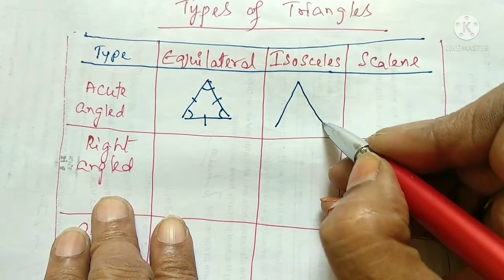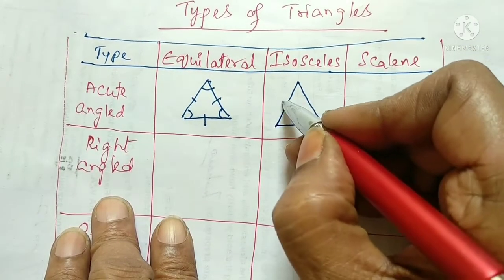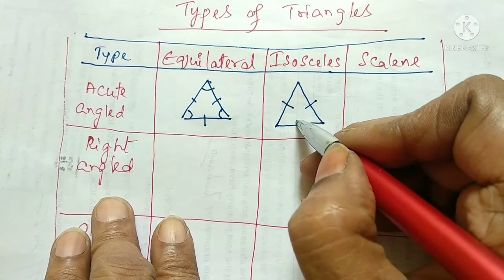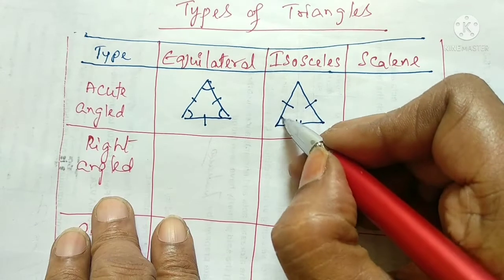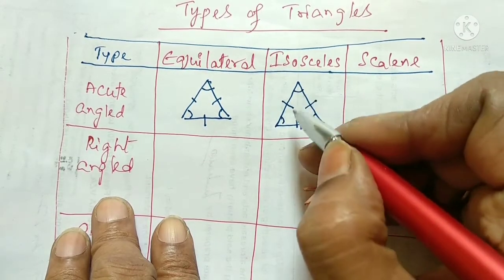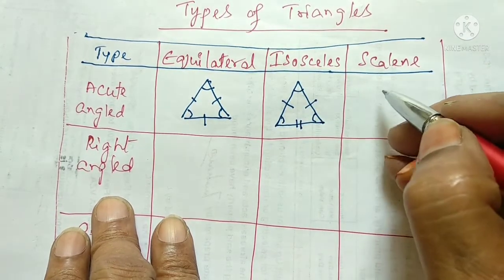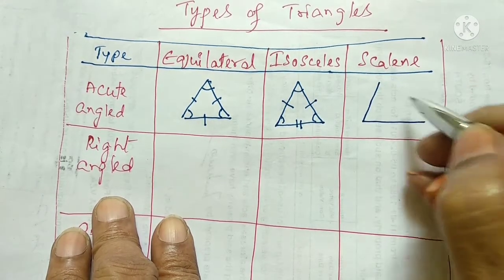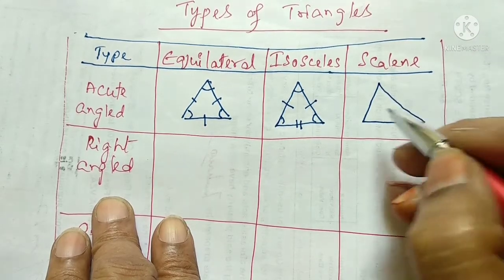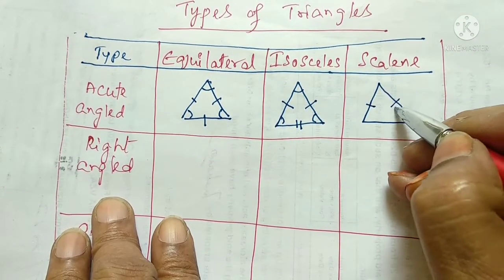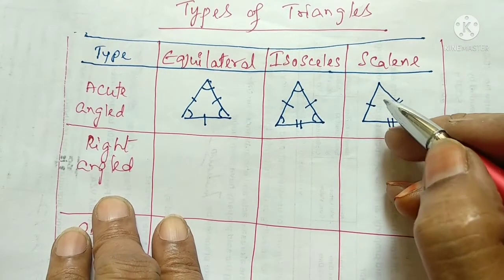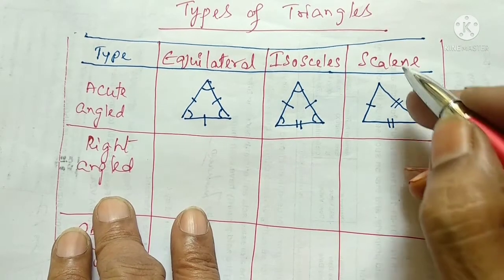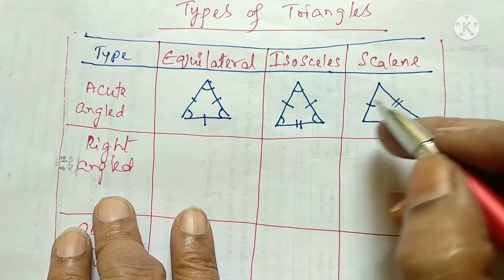Let us consider this triangle. Here, these two sides are equal and this side is different. And all the three angles are acute angles. Now, what about scalene? In case of scalene, all the sides are of different lengths. So these three lengths are entirely different.